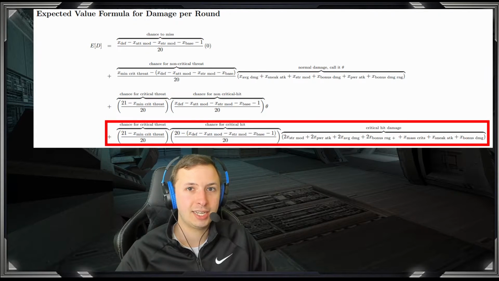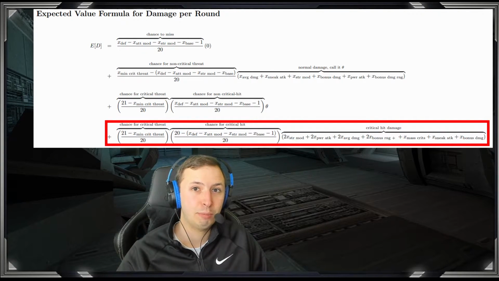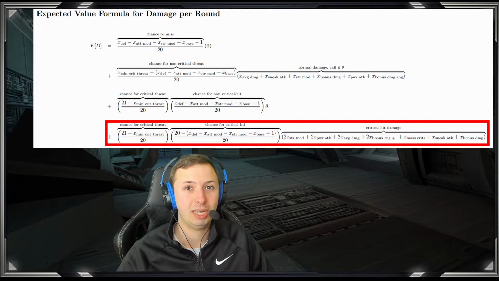The final line, like I said, is the probability that you will score a critical threat times the chance that you will land your critical hit times your damage output. Now notice that whenever we look at the damage output, only some of these values are multiplied by 2. That's because not all damage is subject to your critical hit multiplier. Things like sneak attack, massive criticals, and any flat bonus damage that is added on is not going to be subject to that multiplier, so you will see those are not multiplied by 2.